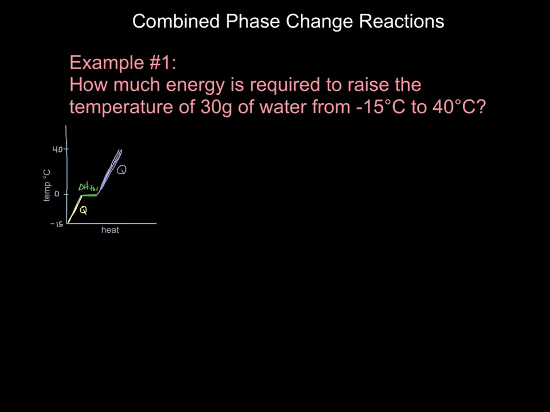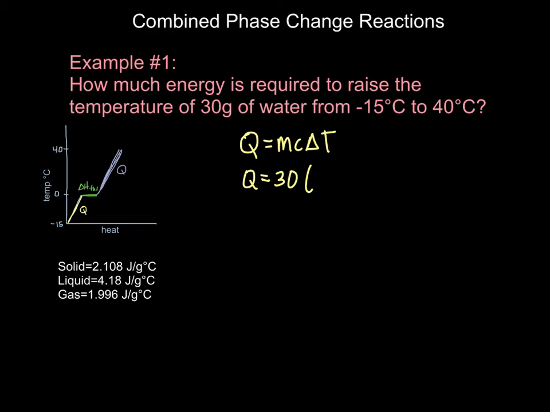So let's start with our first piece, our yellow Q, while we're in the solid phase. So it's still going to be Q equals MCΔT, and I'm solving for Q, and my mass is 30 grams. My specific heat of water, however, is different depending on the phase that I am in. So if I look over here, I can see that in the solid phase, my specific heat of water is going to be 2.108. So I can plug that in, and my ΔT, be careful, my ΔT is only the temperature change for this particular piece.